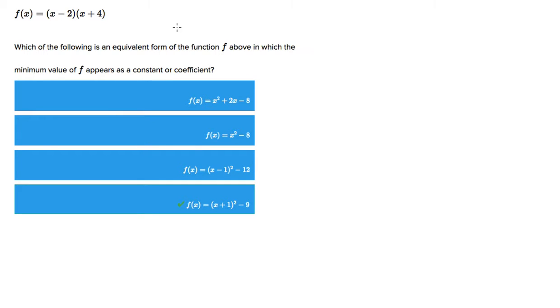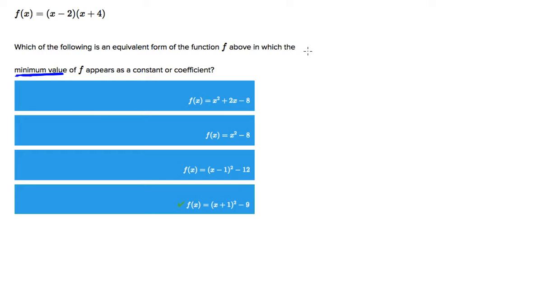Hi, I'm Brian. Today we're going to be going over an SAT math question involving equivalent expressions, specifically with exponential functions and quadratics, which we have here. So this question asks, which of the following is an equivalent form of the function f above in which the minimum value of f appears as a constant or a coefficient?